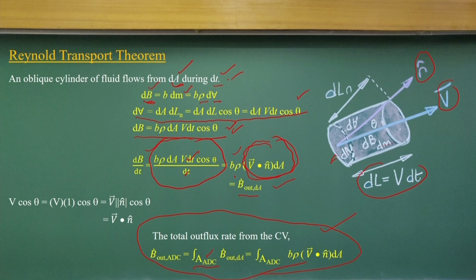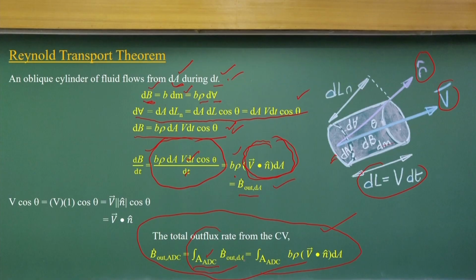So, with a simple geometry, we can find out how much total outflux rate is going out from this control volume by doing a surface integration, where small b is the property per unit mass, rho is the density, and the dot product is of the velocity with dA. If I do the integration, I can find the total outflux rate going out from this control volume, whether it is mass conservation, momentum flux or energy flux. That is what we will discuss more as I proceed.